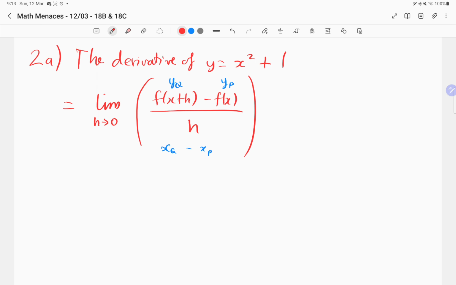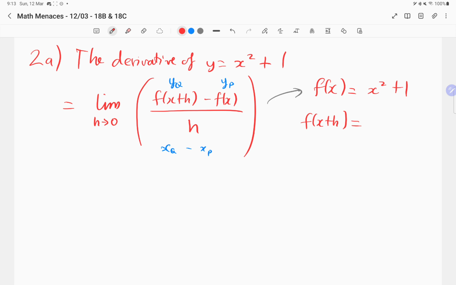So now, what is f(x)? So given this equation here, right? Sarah, what is f(x)? x squared plus 1. Very good, x squared plus 1. Charlie, what is f of x plus h? If f(x) is this, then what is f(x plus h)?